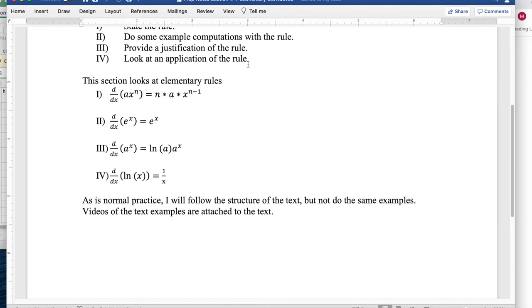The rules we're going to look at in this section are the rule for monomials: the derivative of a times x to the n is n times a times x to the n minus 1. The first exponential rule: the derivative of e to the x is e to the x. The third rule: the derivative of a to the x is the natural logarithm of a times a to the x. Rule 2 is actually a special case of rule 3 because the natural logarithm of e is just 1. And finally, the derivative of the natural logarithm of x is 1 over x.